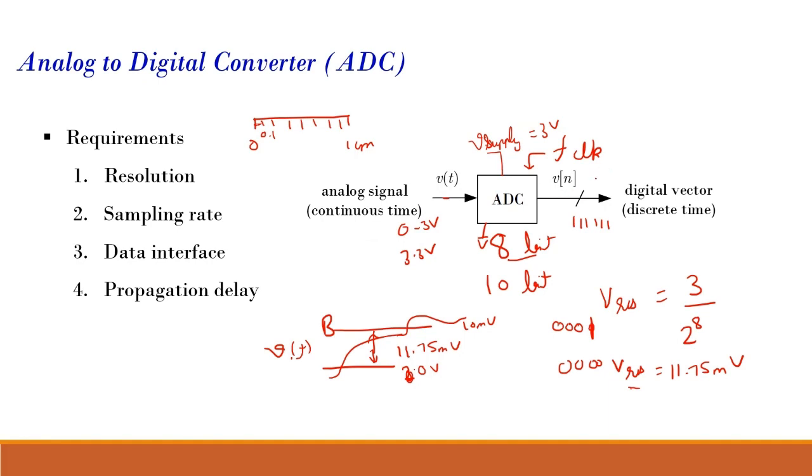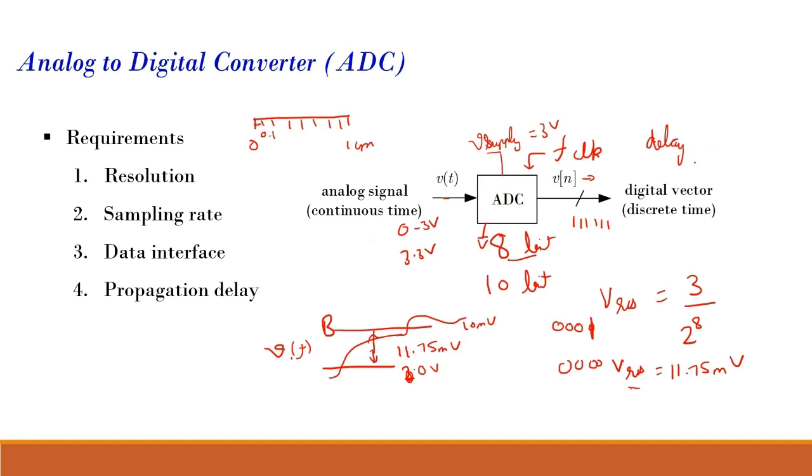And the output will be available over here. The digital output will come. There will be a sort of delay. This delay is inherently there. Some ADCs have more delay, some ADCs have lesser delay. So usually parallel ADCs are very fast and serial ADCs are slower.